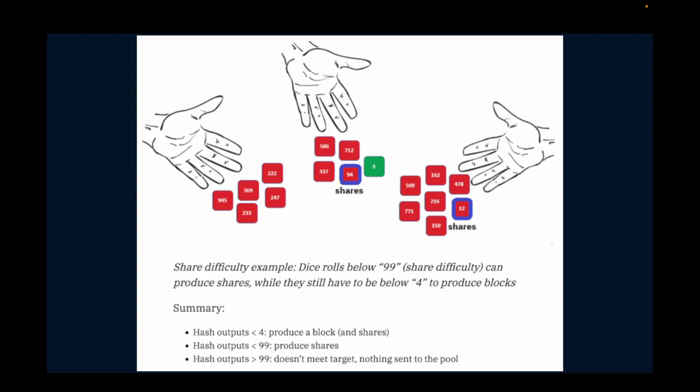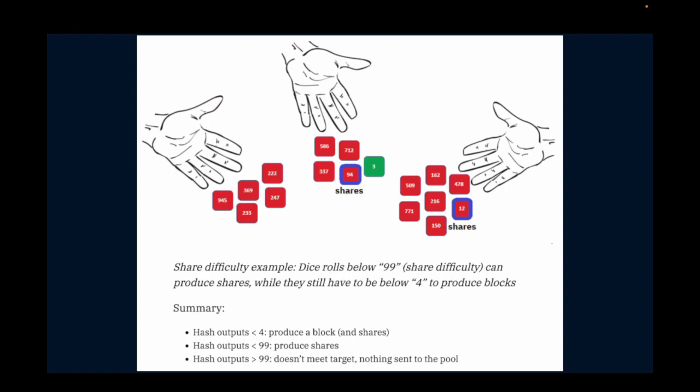But we still want to prove that we're rolling a lot of dice in a specific amount of time. So we set a different difficulty target that is not 4, but now the difficulty target is 99. And we're gonna get a lot more dice rolls that meet this adjusted difficulty. And those are not valid Bitcoin blocks, but they are valid shares. And they are a way that a miner can prove that they are still doing a lot of work. They're calculating a lot of hashes per second.